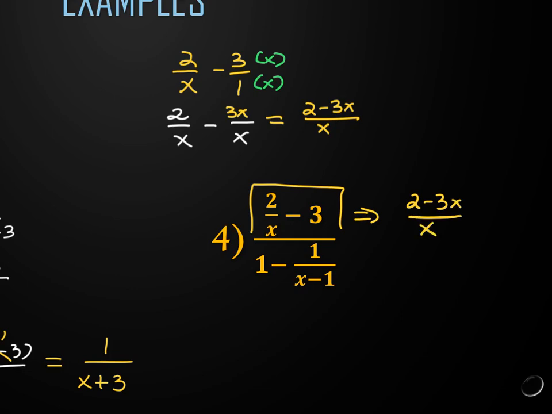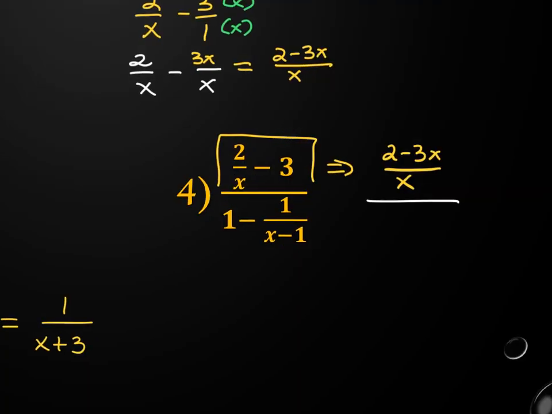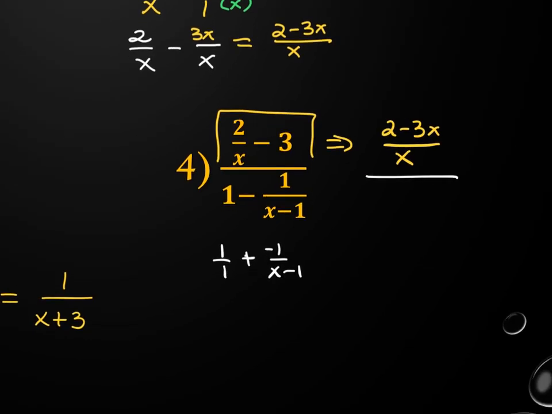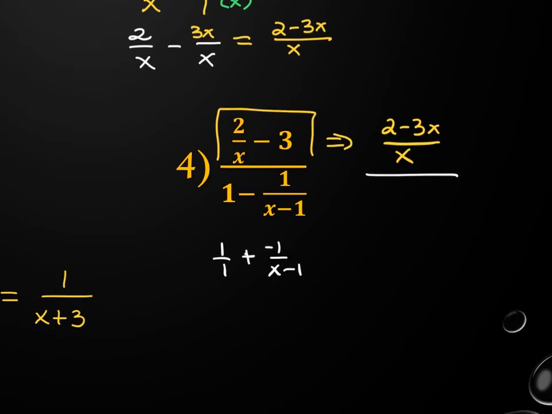Main fraction bar here. Now I need to do the same thing to the denominator. I need to do 1 over x, or 1 over 1, minus 1 over x minus 1. Now I could do a stay, change, flip here first. Now my common denominator is going to be x minus 1.